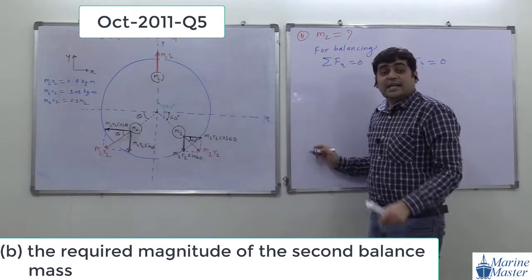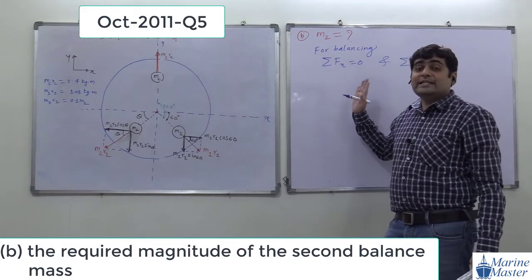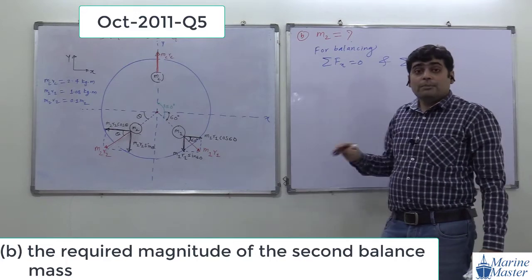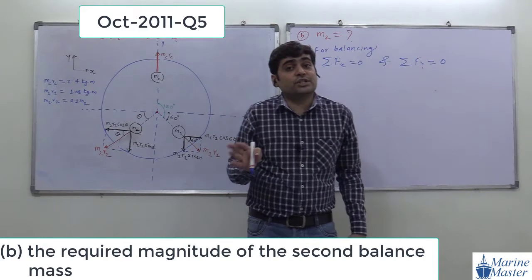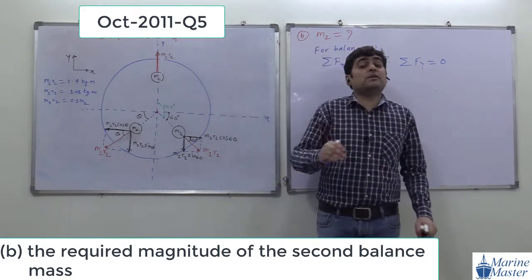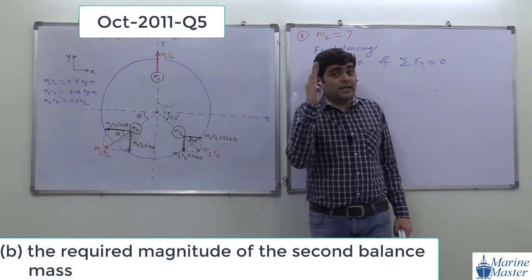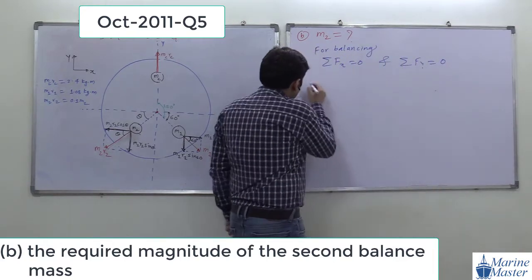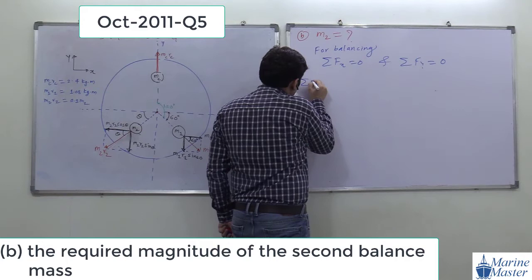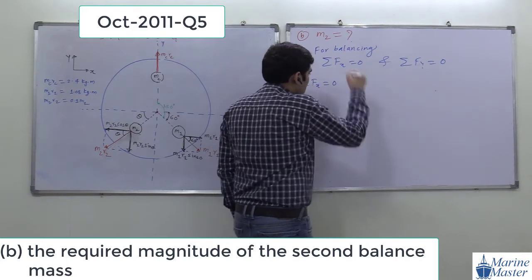Why is it not equal to 0 in the earlier question? Because in the earlier question, due to those 3 forces, the system was not in balance situation. But here the system is in balance situation. So we will start our discussion with the summation of forces in x direction equal to 0.